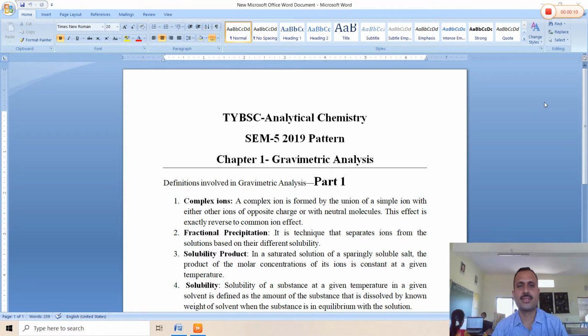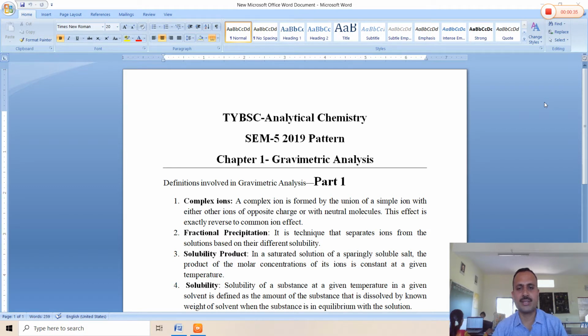Now, this is chapter 1, Gravimetric Analysis. In this part of the chapter, we are going to learn some basic definitions associated with gravimetric analysis. This is the first part of the definitions involving gravimetric analysis. Our first definition: complex ion.